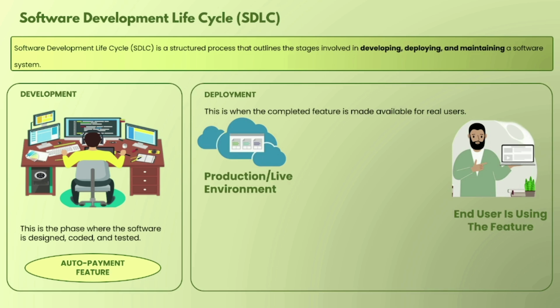Now phase number 2, or stage number 2 rather, is deployment. This is when the completed feature is made available for real users. Now it may get tougher for someone from a non-IT background who wants to pursue a career in business analysis. Understanding this may be confusing, but I'll try to make it as simple as possible. Now understand this and listen very carefully.